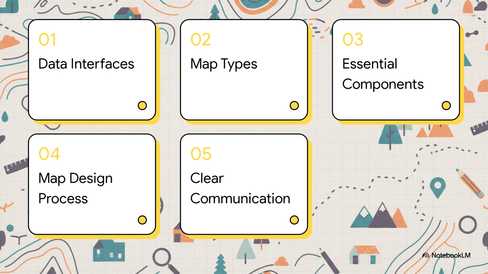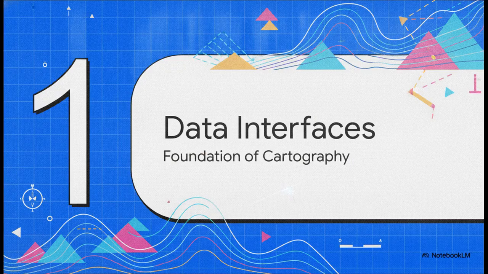So here is our blueprint for today. We'll look at maps as data interfaces, choosing your map type, essential map components, the map design process, and finally, communicating clearly. We're taking you straight from abstract concepts all the way to mastering how you actually communicate complex geographic data to your audience. All right, part one, maps as data interfaces. Let's lay down that foundation.